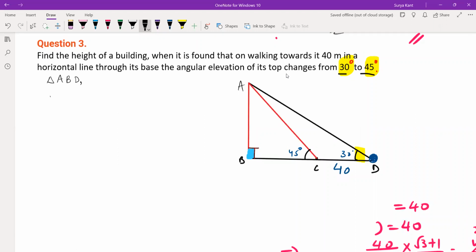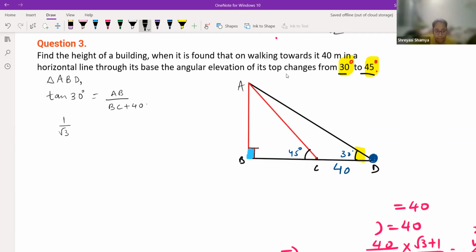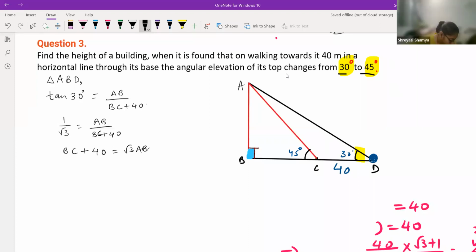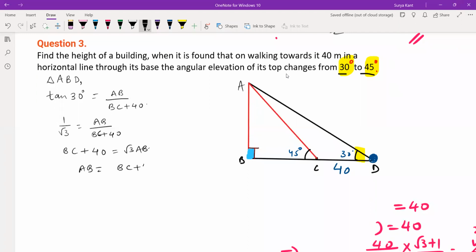See, in triangle ABD, I'm writing tan 30 equals AB divided by BC plus 40, correct? Yes, sir. So 1 by root 3 equals AB by BC plus 40. So BC plus 40 equals root 3 AB, correct? So AB equals BC plus 40 divided by root 3.